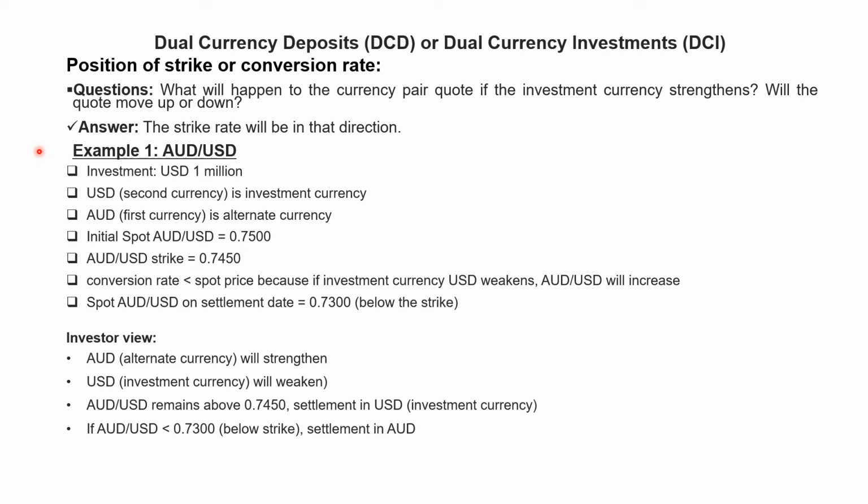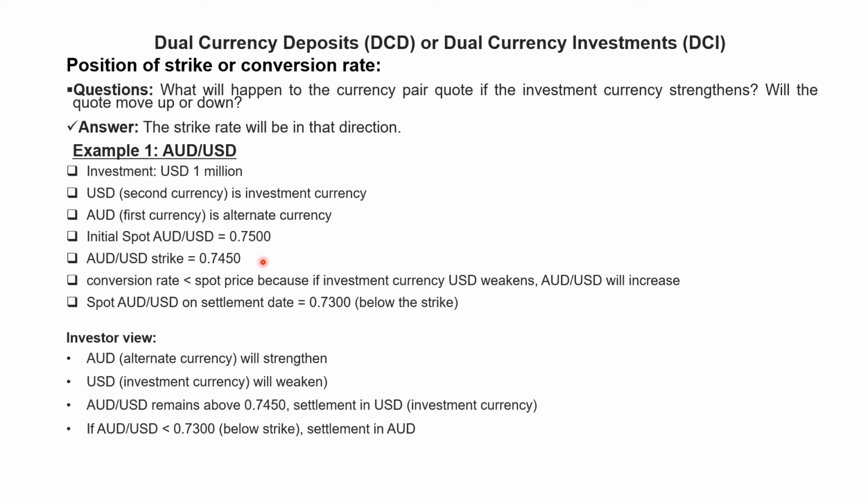Let's take the example of AUD USD. Investment amount is USD 1 million. This basically means that the second currency in the quote AUD USD is the investment currency and AUD, the first currency in the quote, is the alternate currency. The spot AUD USD at the time of investment, let's say it is 0.75, and the strike rate will be below the spot rate, which is 0.745, because if the investment currency USD weakens, AUD USD will move up, and if the alternate currency strengthens, the AUD USD will move up.